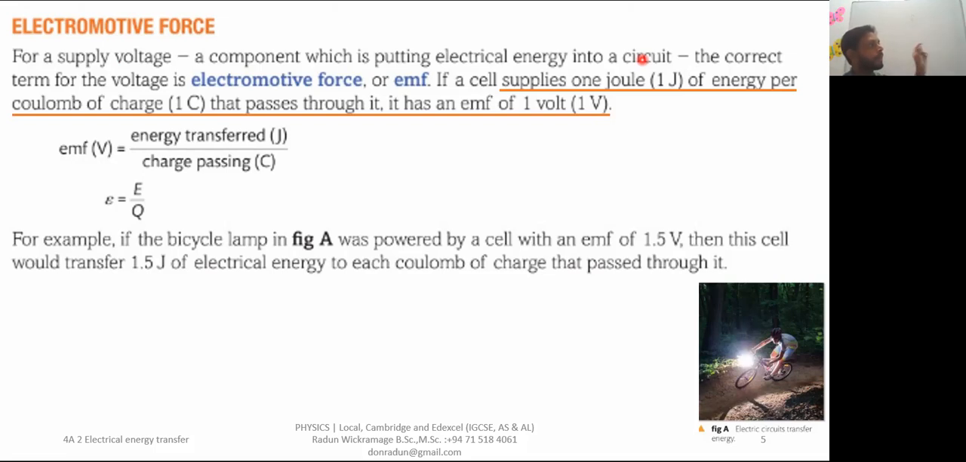So in here, supply energy, if it is 1 joule per 1 coulomb, is called 1 volt. So you can easily understand what 1 volt means. That means energy equivalent to 1 joule, if the charge passing through the component is 1 coulomb. 1 joule divided by 1 coulomb is 1 volt. You can easily understand.